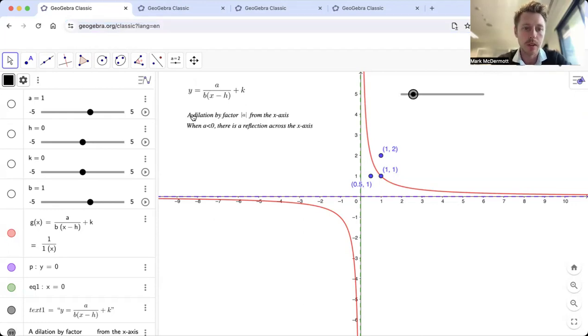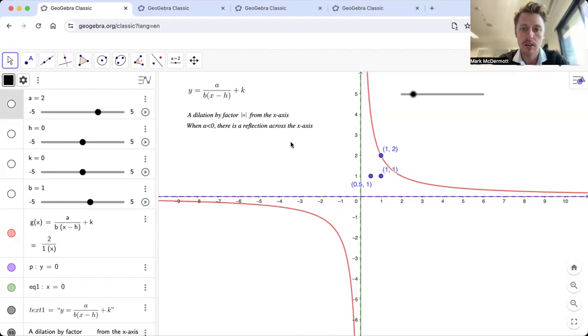But basically, this a value at the top is going to be a dilation by a factor of the magnitude of a from the x-axis. So we're just taking the positive component of that a value, because if it's negative, it's a reflection across the x-axis. Okay, so let's see the effect of changing that a value. Let's change that a value to 2. That's a dilation of a factor 2 from the x-axis. So we're sort of stretching it this way. You can see the point (1, 1) becomes the point (1, 2).